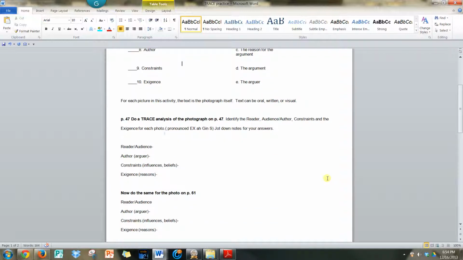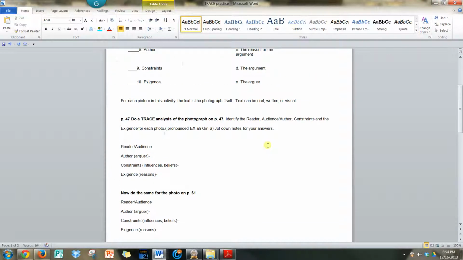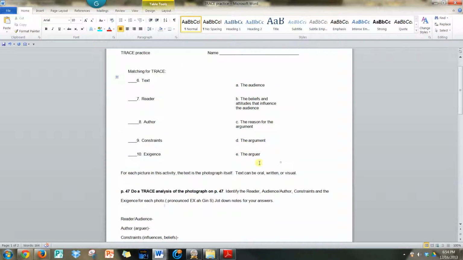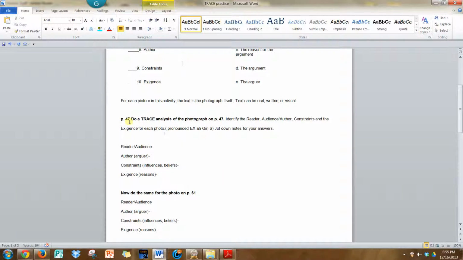Now, you'll need your textbook for this, and I've dropped the T off of the exercises below because in each one of these areas that you're going to analyze, the T is the same. The T is the argument, and that T in each of these is a photograph. So the text is the photograph itself. So go to page 47, you'll go to page 61, etc.